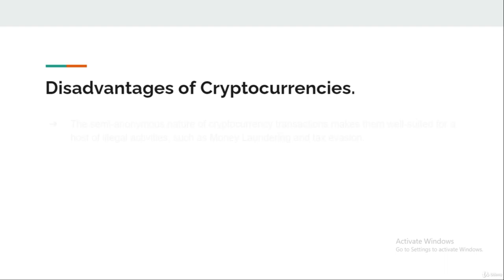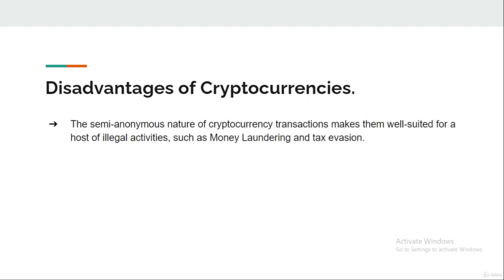The semi-autonomous nature of cryptocurrency transactions makes them well suited for a host of illegal activities such as money laundering and tax evasion. Well, the whole dark web works on this drawback, as all the payment methods of illegal activities are in the form of bitcoins, which makes them perfect for scams like money laundering or tax evasion. On the other hand, the scammers are totally secured as after payment they cannot be tracked.